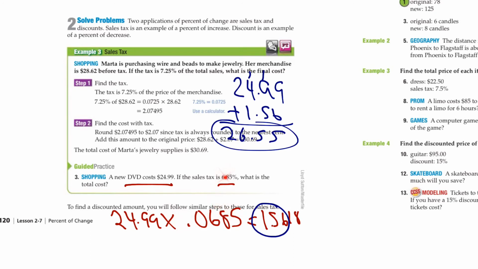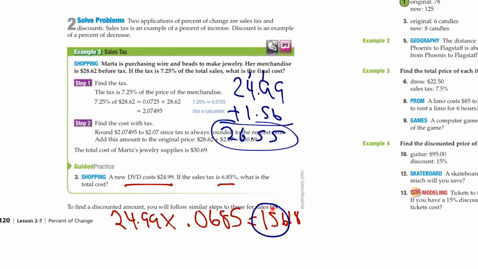Remember, 6.85 is 6.85%. So as a decimal, I have to put 0.0685. It's not close enough. It's not one whole dollar yet. Right? It's 6.85% of a dollar, 6 cents of a dollar. When I got that, I got 1.5618, meaning if I round it, $1.56.